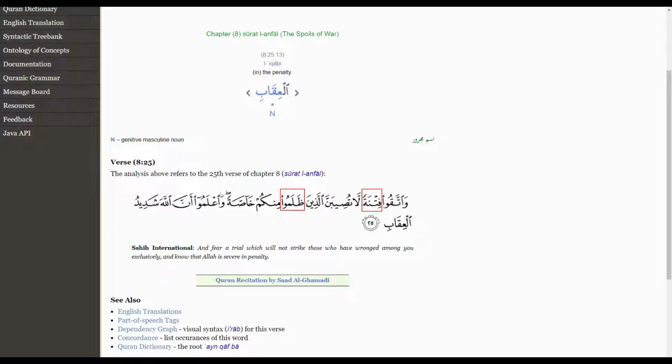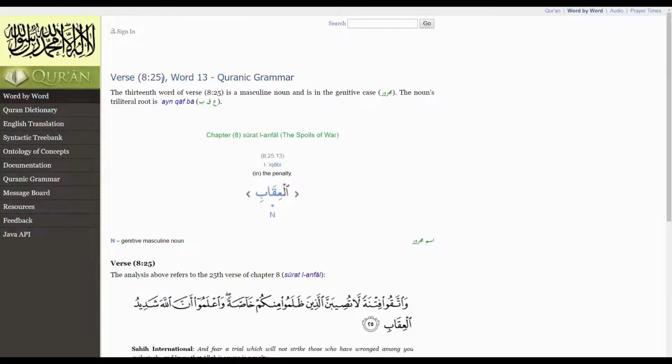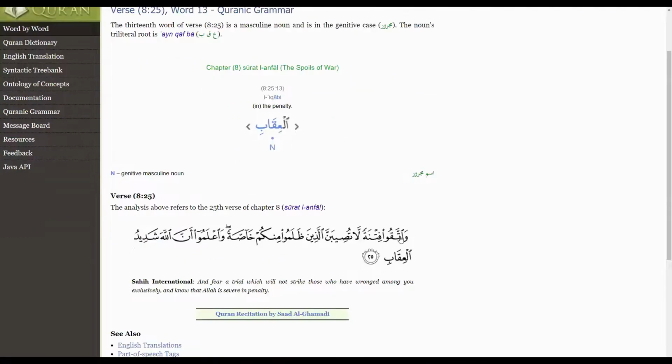Wa'alamu, and know. From alima ya'lamu, wa'alamu. This is also a command we'll learn in book 2, inshallah. Anna Allaha shadidul iqab, know that Allah subhanahu wa ta'ala is severe in penalty. So this is the verse, and with this we can understand it. وَاتَّقُوا فِتْنَةً لَا تُصِيبَنَّ الَّذِينَ ظَلَمُوا مِنْكُمْ خَاصَّةً وَاعْلَمُوا أَنَّ اللَّهَ شَدِيدُ الْعِقَابِ. So let's watch this video after knowing this translation properly, inshallah.